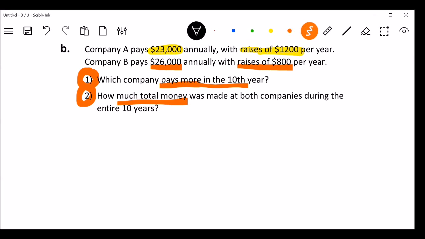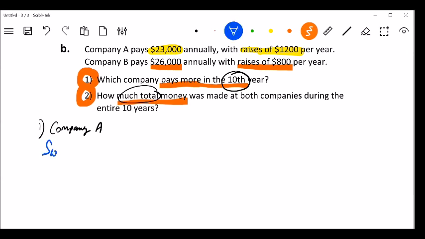So let's take a look at what we're going to do. I'm going to take the first company and find out some of this information. What is the 10th year amount and how much total money for that one? Then I'll do it for the second company and figure out what that one is, and then I'll compare them. So for company A, first, what we want to do is find how much in the 10th year.